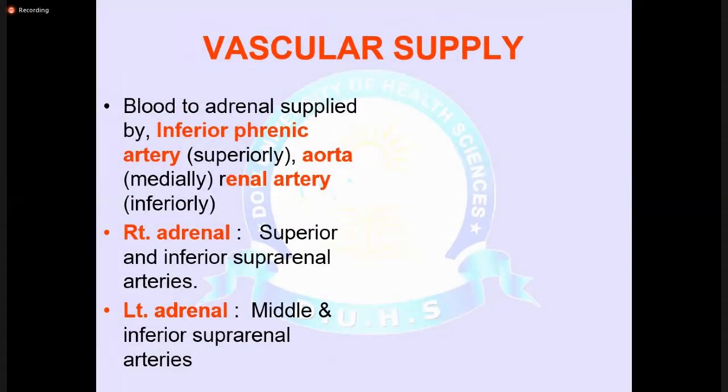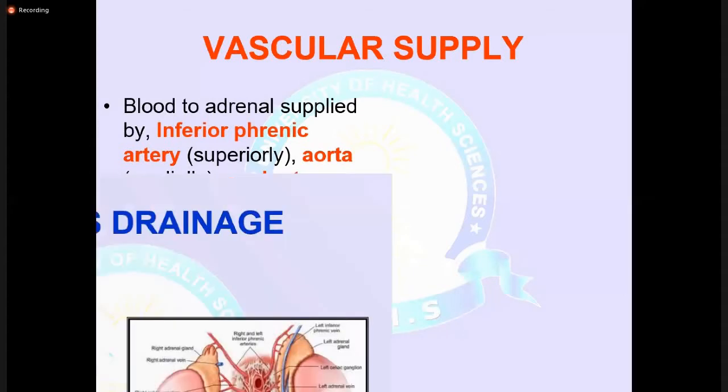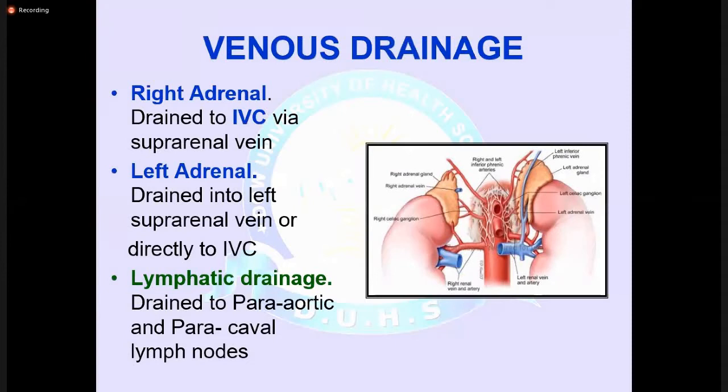The adrenals are supplied by the inferior phrenic artery, the aorta, and the renal artery. So you have a number of blood vessels supplying the adrenal. Between the right and the left adrenal you have a slight difference. The superior and inferior suprarenal arteries supply the right adrenal, whereas the left has a richer supply from the middle and the inferior suprarenal arteries. The venous drainage of the right adrenal is into the inferior vena cava, whereas the left drains into the suprarenal vein or directly into the inferior vena cava. The lymphatic drainage is into the para-aortic and the para-caval lymph nodes.